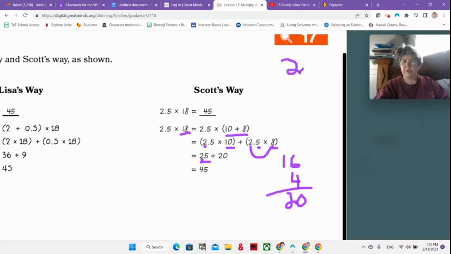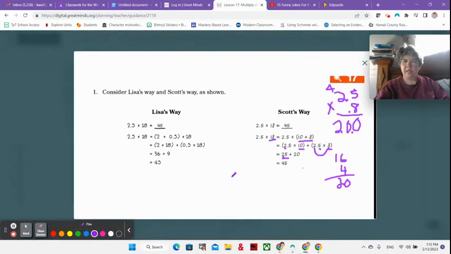Could you do 2 and 5/10 times 8 and do a vertical form of just that part? Of course you could, right? 5 times 8 is 40. Carry the 4. 2 times 8 is 16 plus 4 is 20. And since this was 8/10 and we had 1 on the other side of the decimal, then we have 1 on the other side of the decimal too. So then 25 plus 20 is 45. So we have two different ways to do it. Once again, here Lisa's breaking apart the decimal, and here Scott is breaking apart the whole number.